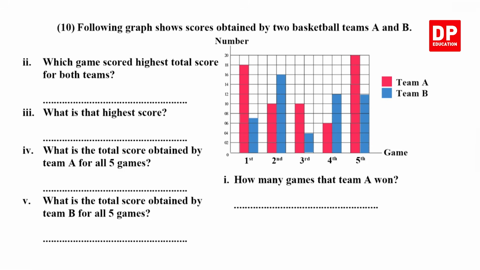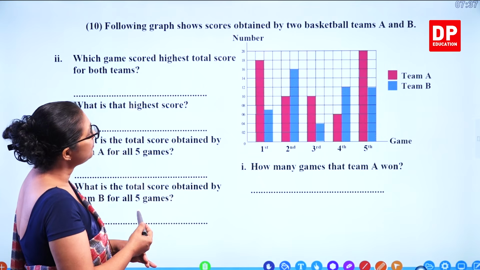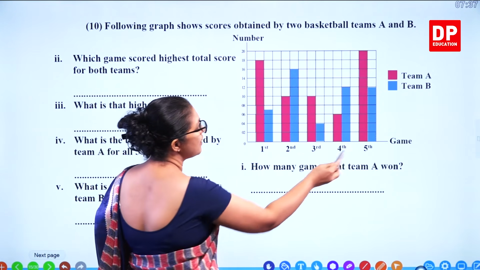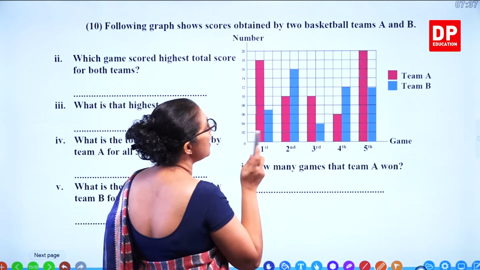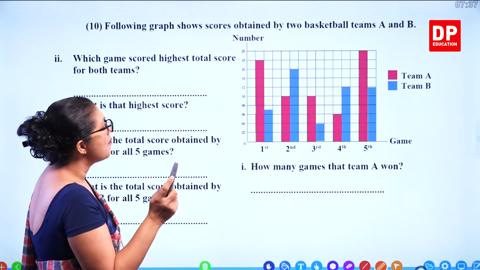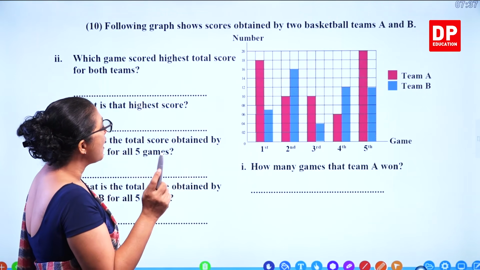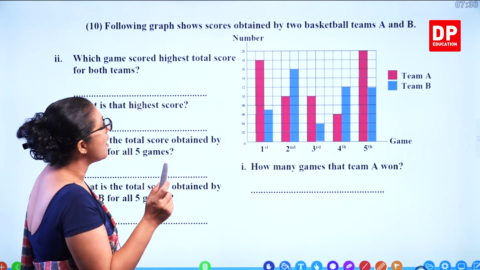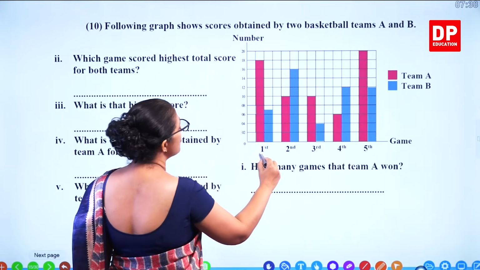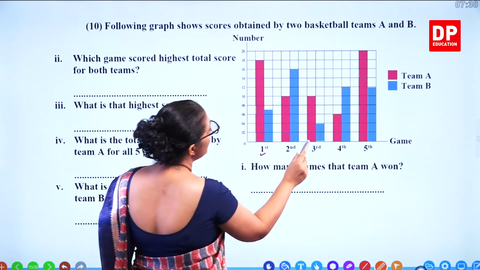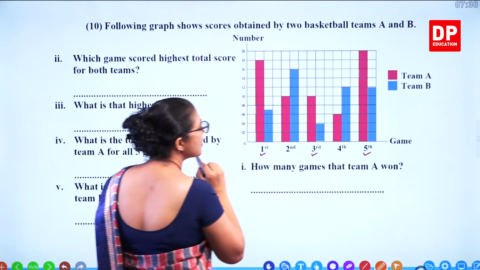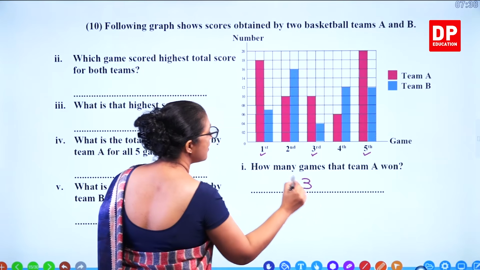Look at this graph. The following graph shows scores obtained by two basketball teams A and B. So there are 5 games. Here games 1, 2, 3, 4, 5. And team A is red color, team B is blue color. How many games did team A win? A means the red one. Red one is highest in this one, and here this one, and here. So 3 games. A won 3 games.